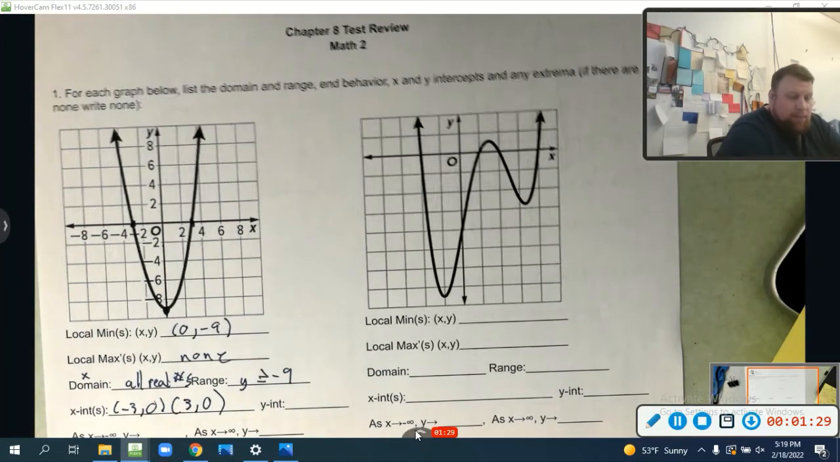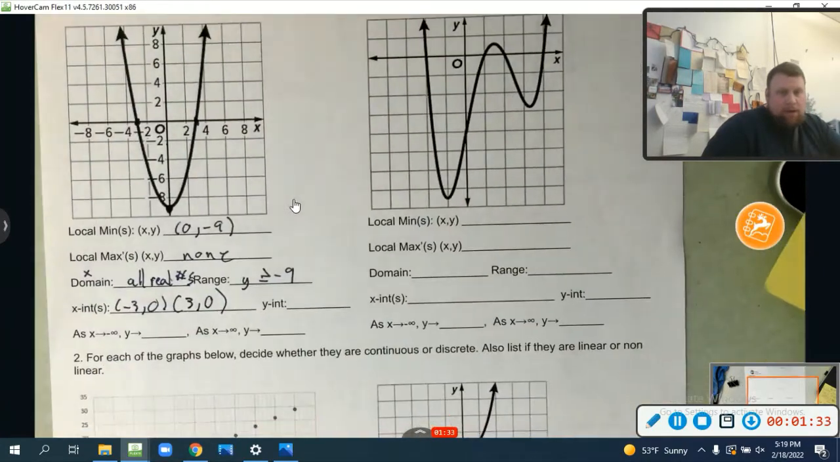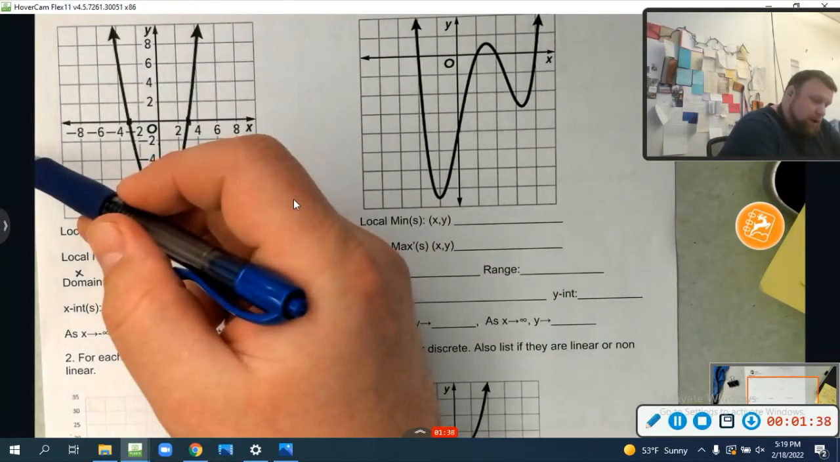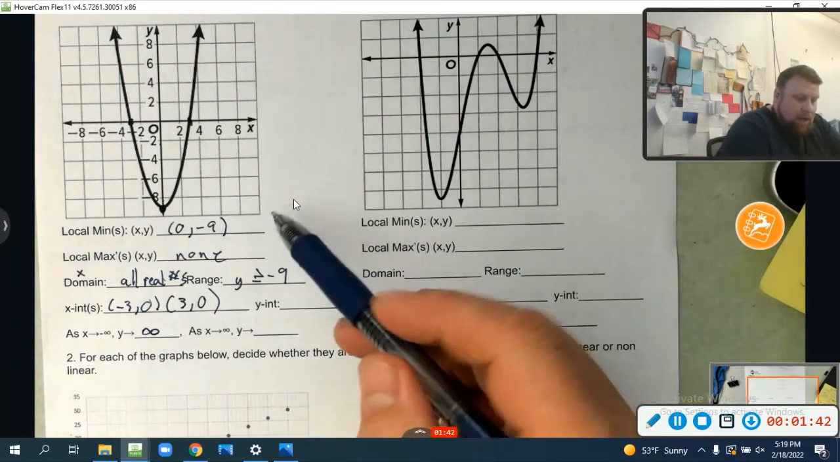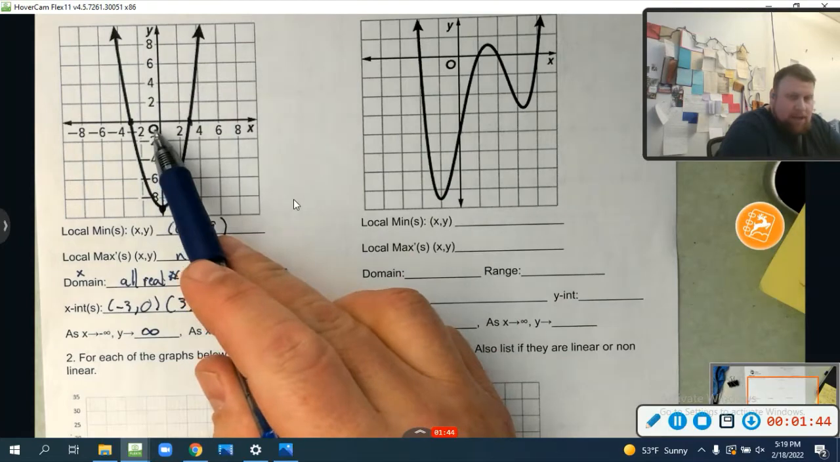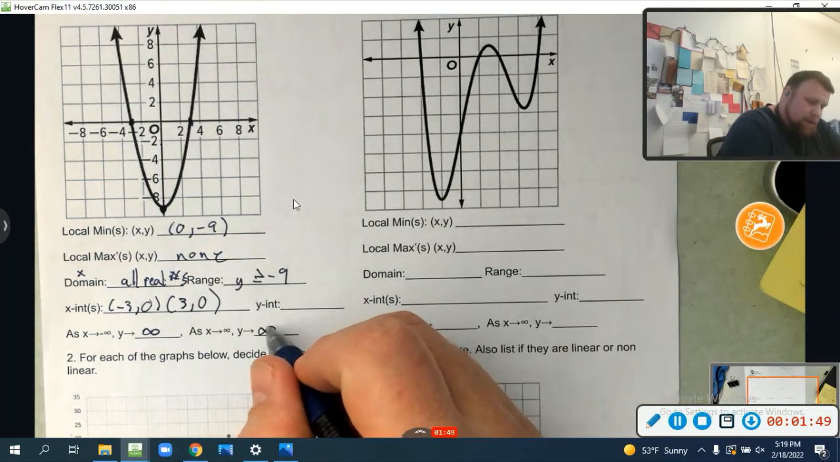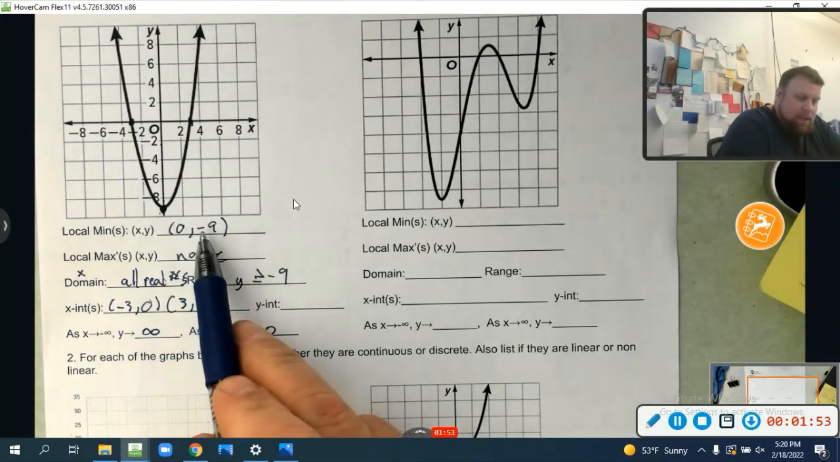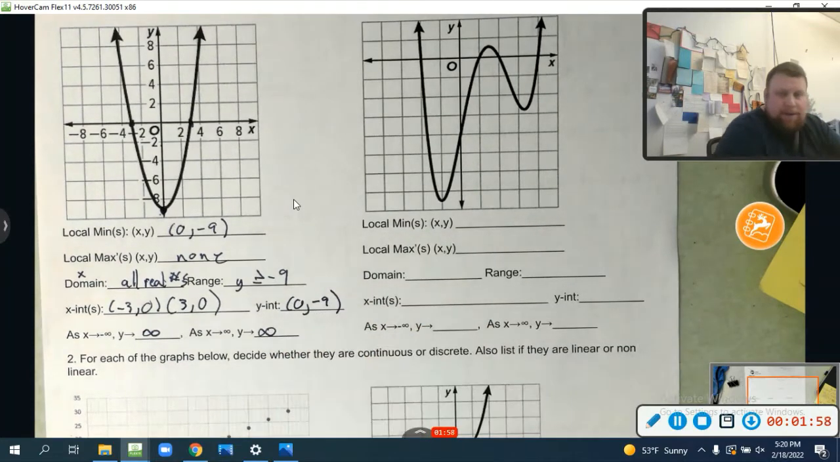Now we want to look at the end behavior. As x approaches negative infinity, so it's going left, what is y doing? Y is going up and up and up. So y is approaching positive infinity. And the end behavior over here, as x approaches positive infinity, what is y doing? It's still going up, approaching positive infinity. And I realized I missed my y-intercept. But guess what? My y-intercept is the same as my local min, which is 0, -9. I did miss that. Okay, perfect.